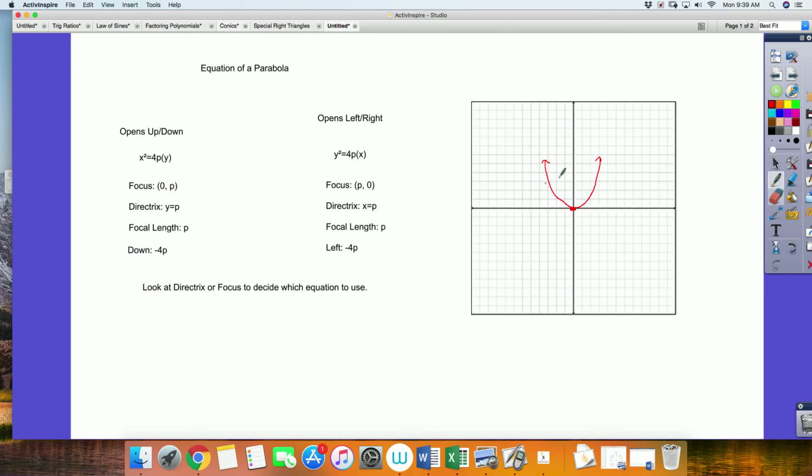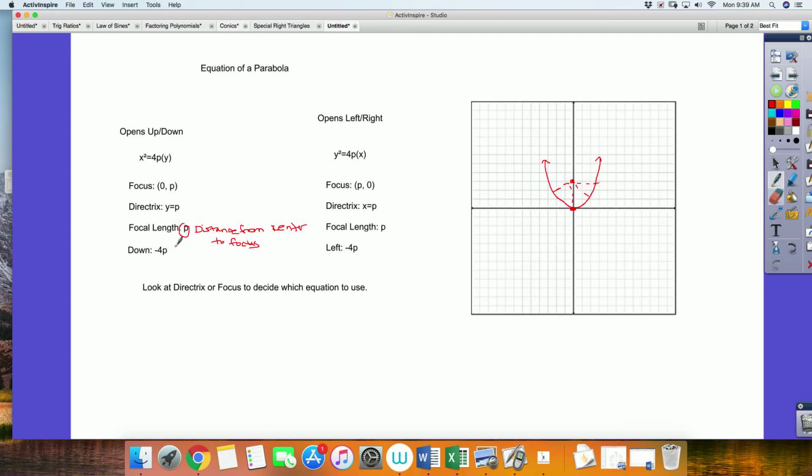Now, a focus is the point that is an equal distance from every point on the parabola. To find that focus, we want to know our focal length. Focal length is the distance from the center to the focus. So distance from center to focus. And that's what they call it, the p-value.